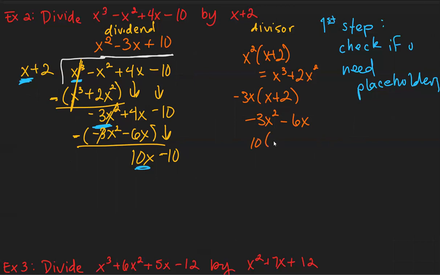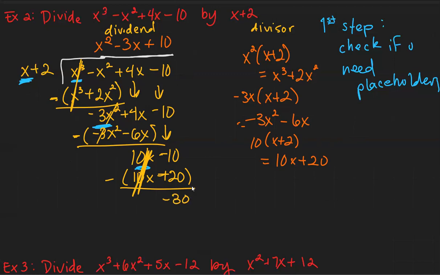So then 10 times x plus 2 equals 10x plus 20. So minus 10x plus 20. What do we get? 10x minus 10x, you know what happens there. Negative 10 minus 20 is negative 30. X cannot go into negative 30 because the degree is smaller. This has a degree of 0. This has a degree of 1. So let's report our answer. How do we do that? Quotient: x squared minus 3x plus 10, plus remainder negative 30 over divisor x plus 2. Boom.